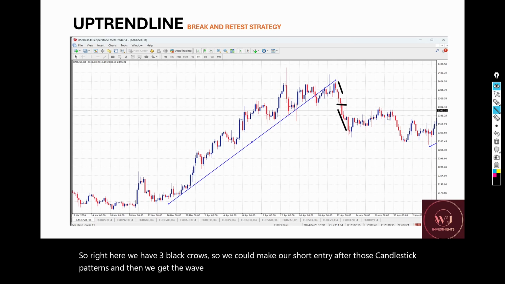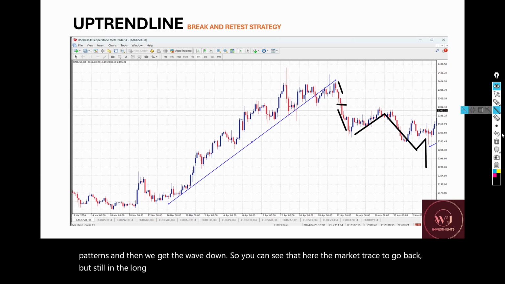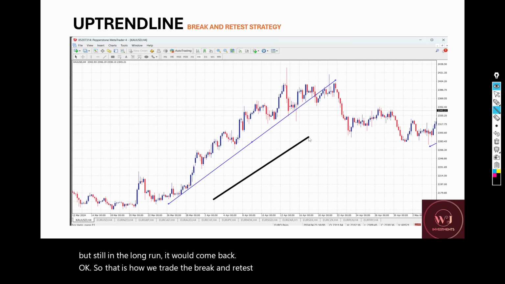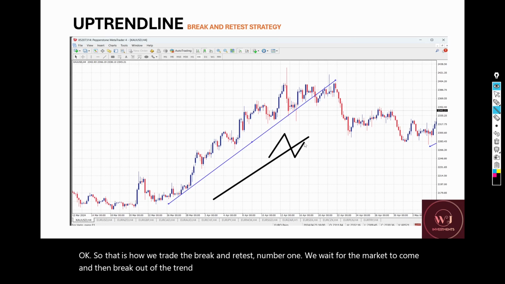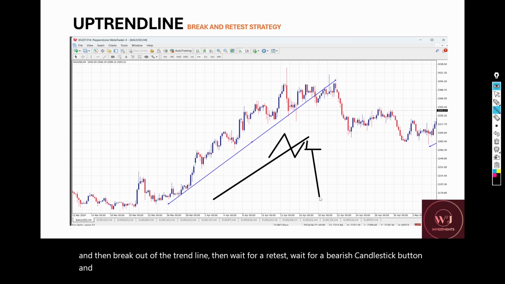So you can say that here the market tries to go back, but still in the long run it would come back. Okay, so that is how we trade the break and retest. Number one, we wait for the market to break out of the trend line. Then we wait for a retest, wait for a bearish candlestick pattern, and then we put our sell stop order to catch the wave down.